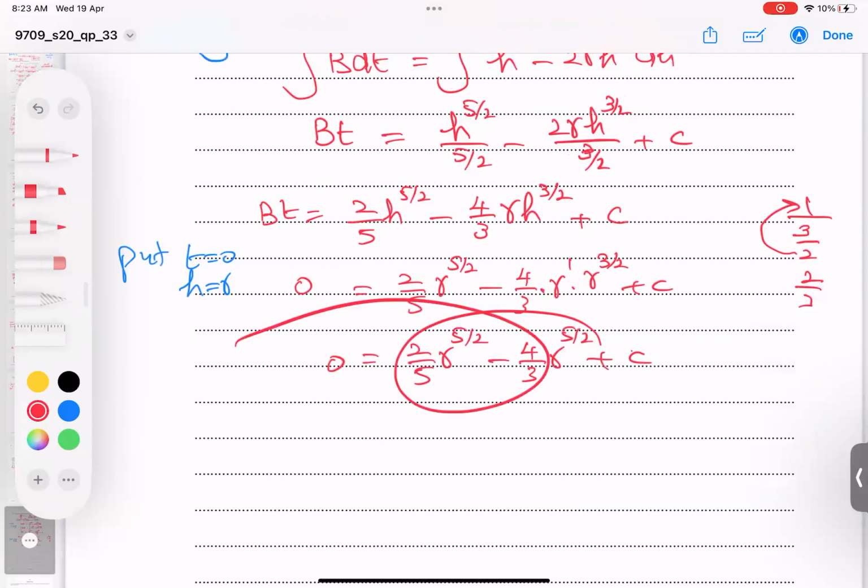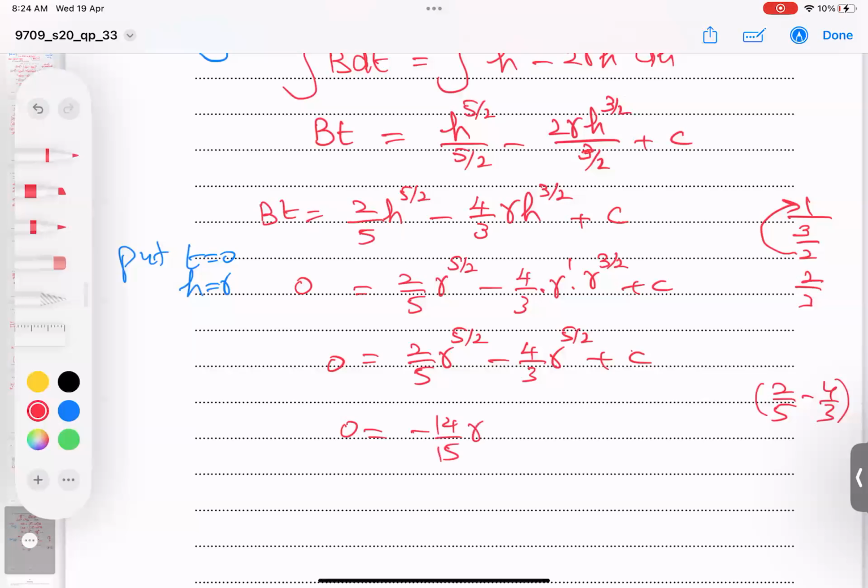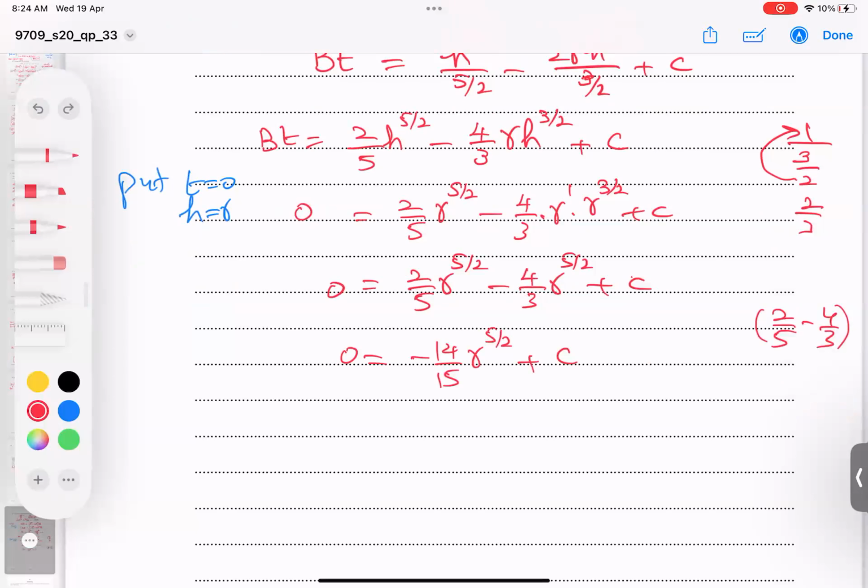So these both values go left side, or I can take this common out. Okay, no problem, both okay. Or I can type this 2 by 5 minus 4 over 3. When you type this in a calculator, it gives you negative 14 over 15 r to power 5 over 2 plus c. So this will go there. So c value is becoming 14 by 15 r to power 5 over 2.